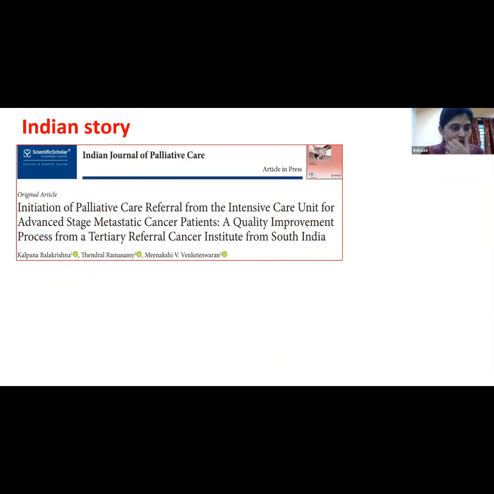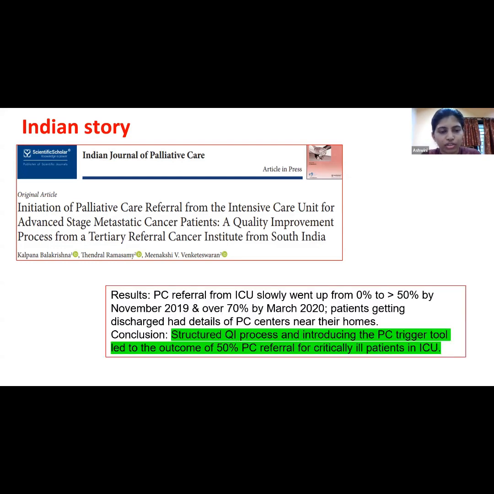So, in an Indian story given by Dr. Kalpana Balakrishnan, a quality improvement process from a tertiary referral cancer institute in South India for initiation of palliative care referral from the intensive care unit for advanced stage metastatic cancer patients. The conclusion of this paper was that a structured quality indicator process and introducing the palliative care trigger tool led to the outcome of 50% palliative care referral for critically ill patients in the ICU.